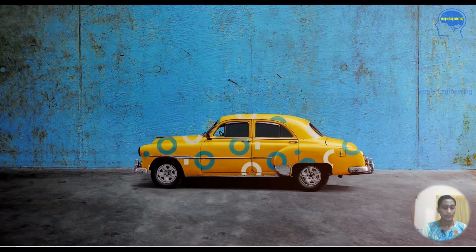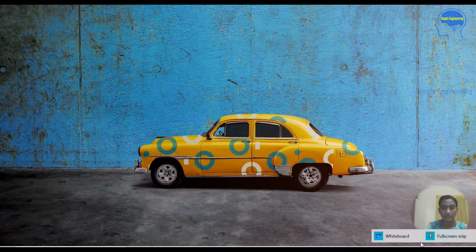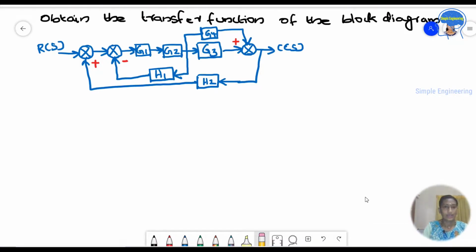Today we can check a problem, that is problem solving in block diagram reduction techniques. So first we will find the transfer function of the block diagram. Obtain the transfer function of the block diagram. The block diagram is given here. You have to reduce this block diagram according to the block diagram rules which we studied in the previous video, and with those rules you have to find the transfer function.